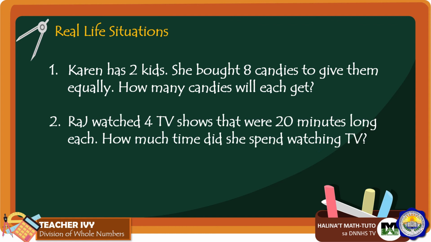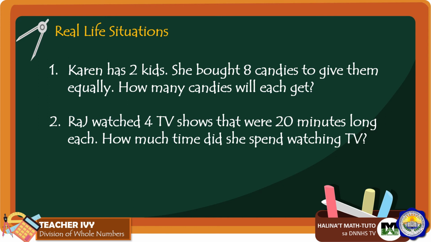Another example. Raj watched 4 TV shows that were 20 minutes long each. How much time did she spend watching TV? Again, identify first the dividend and divisor. Take note that the dividend is the totality of the given situation and the divisor is the group of things or individuals that are to be made.